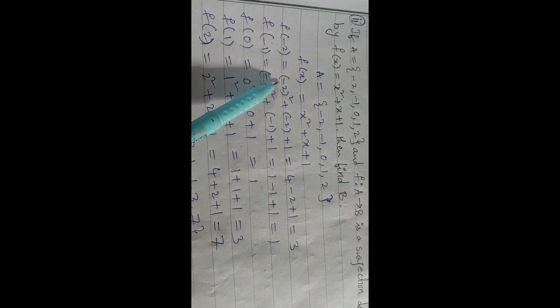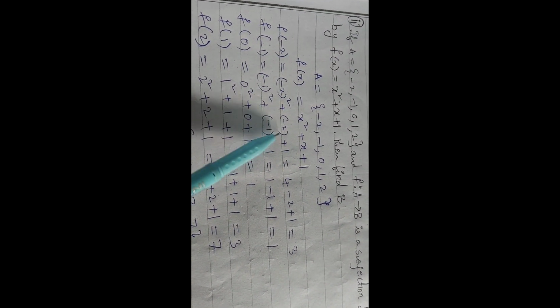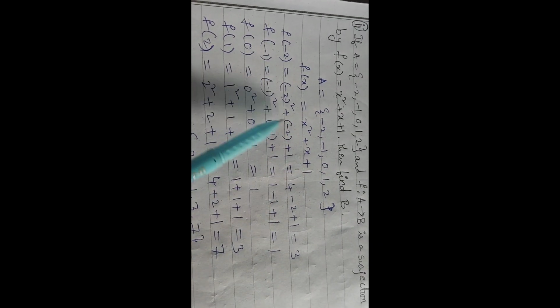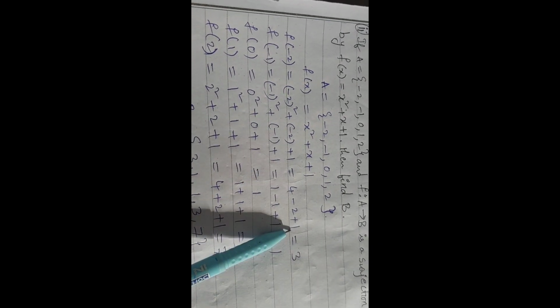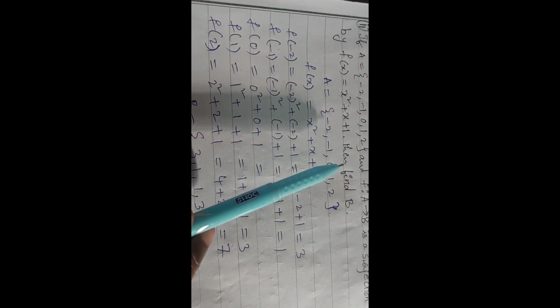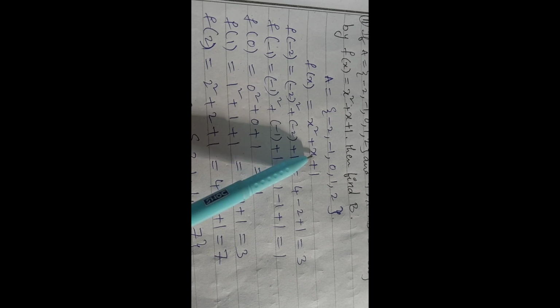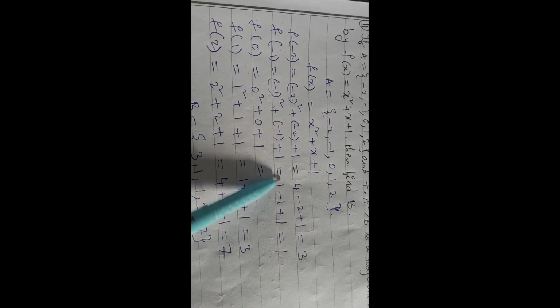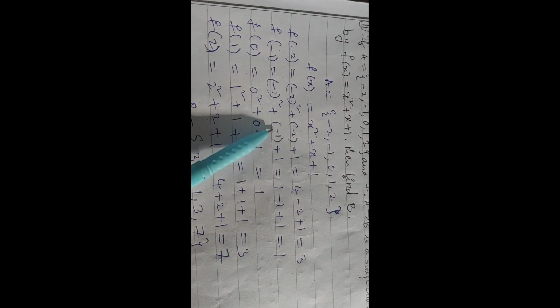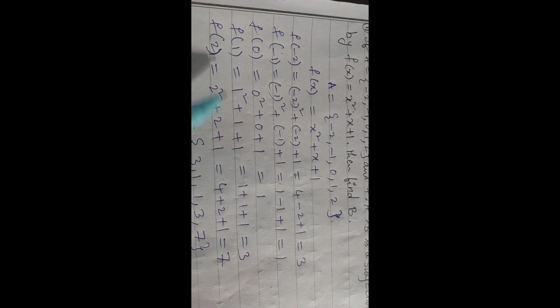So f of minus 2 means minus 2 square plus minus 2 plus 1, which is equal to 4 plus minus 2 plus 1. So 4 plus 1 is 5, 5 minus 2 will give you 3. Next we have to substitute x with the next value, minus 1. So minus 1 square plus minus 1 plus 1 is equal to 1 plus minus 1 plus 1, which will give you the answer 1.